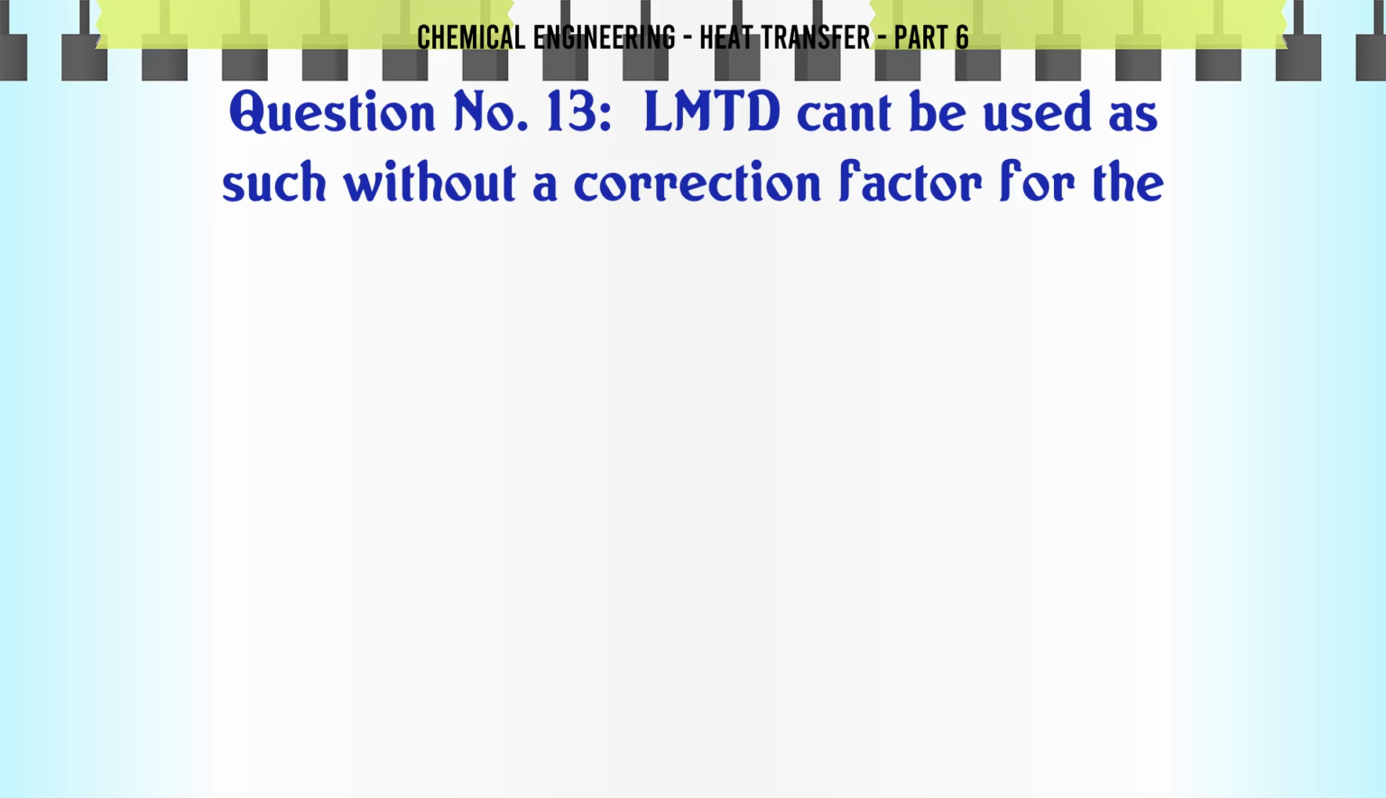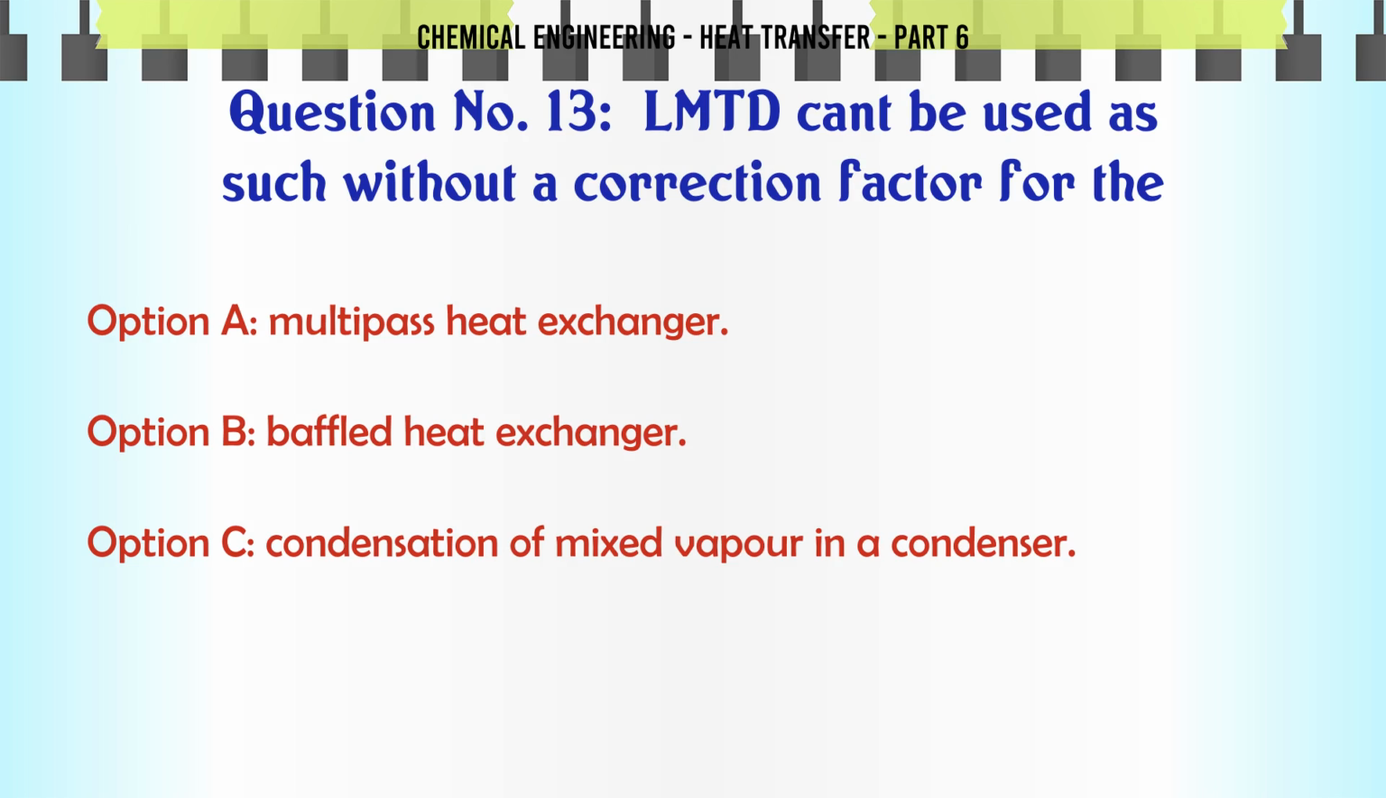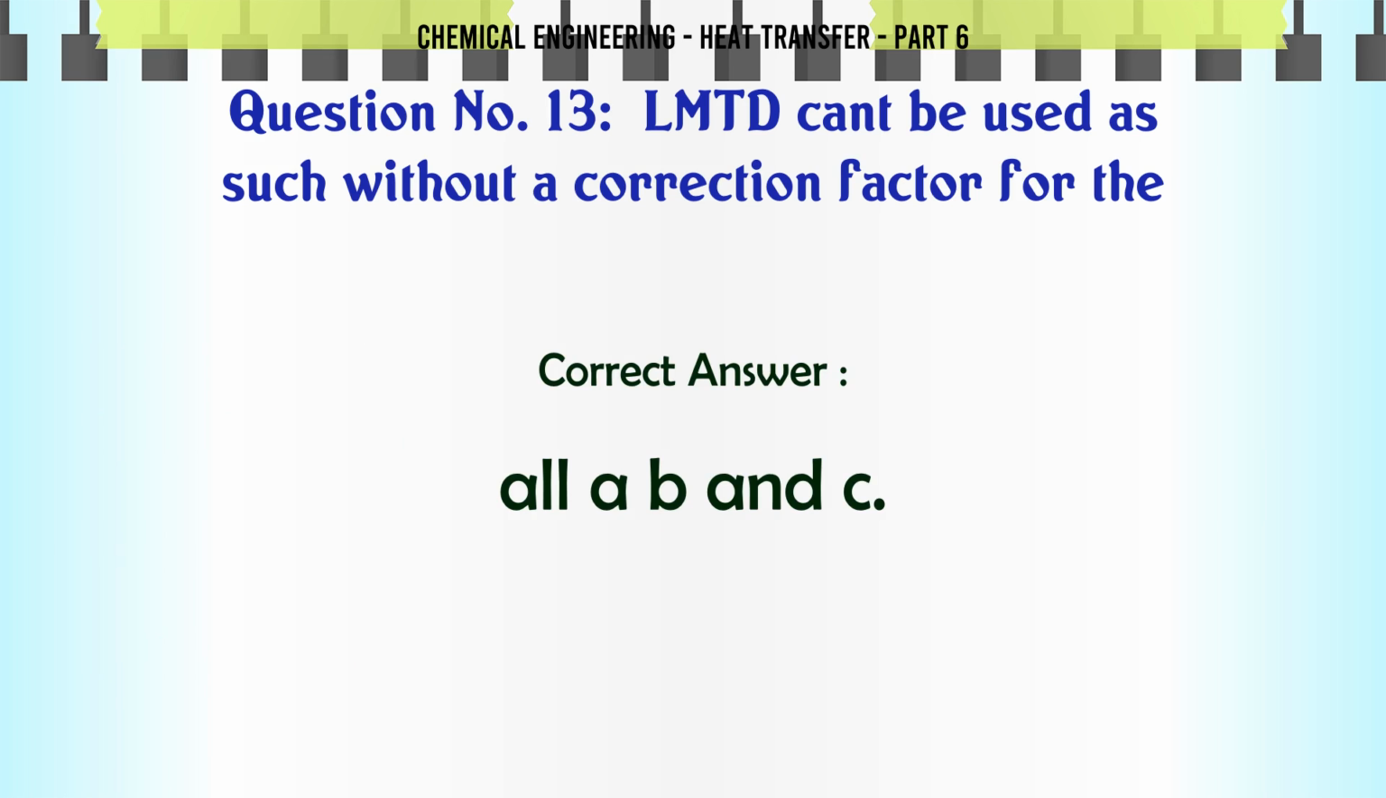LMTD can't be used as such without a correction factor for the A. Multipass heat exchanger. B. Baffled heat exchanger. C. Condensation of mixed vapor in a condenser. D. All A, B, and C. The correct answer is all A, B, and C.